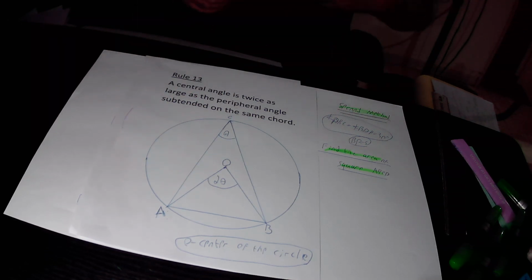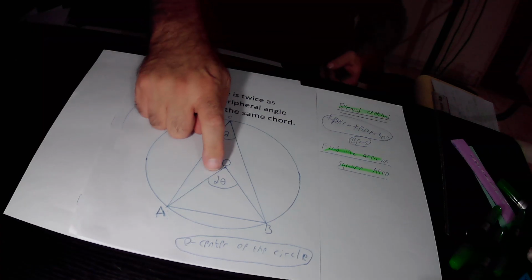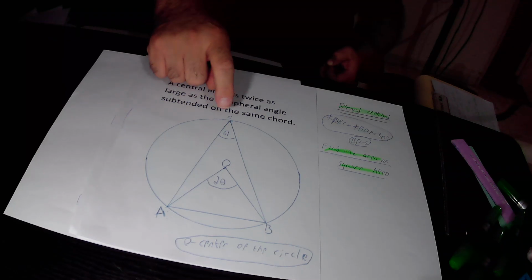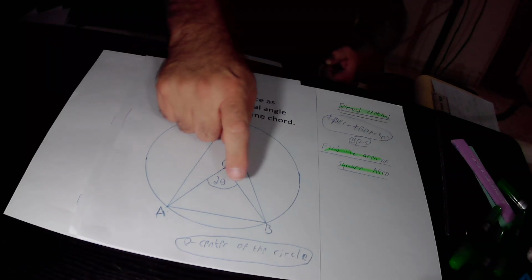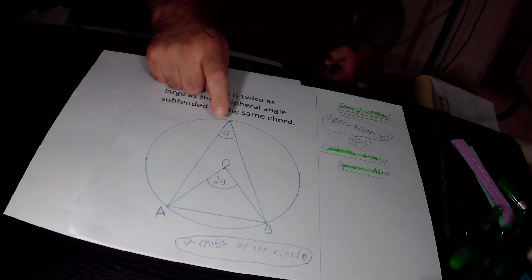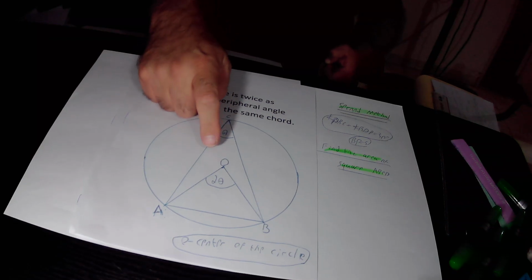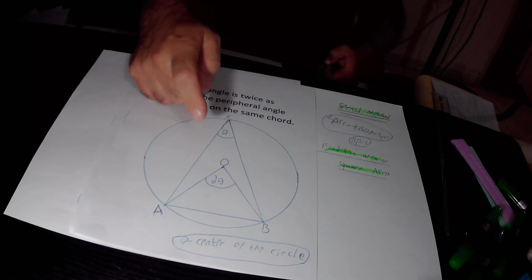And according to this rule 13, the size of center angle AOB must be twice as large as the size of peripheral angle ACB that is obtained on the same chord. The size of peripheral angle ACB is theta, and therefore the size of center angle AOB must be equal to 2 theta.